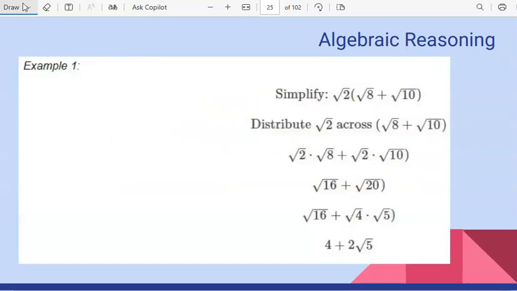Here's another example. Simplify the square root of 2 times the square root of 8 plus the square root of 10. You want to distribute that square root of 2 into both of these. We have square root of 16 plus square root of 20. I can break down: we have 4 plus 2 square root 5. And that can't be simplified anymore because 5 does not reduce anymore, and it's not the same as the 4. It doesn't even have a radicand in here.